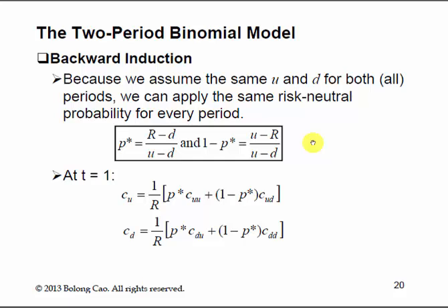The basic assumption that allows us to do this is that for each time period we have the same up and down proportions, and that means we can apply the same risk neutral probability for every period. So for each period we just apply the binomial formula again and again, going backwards along the tree.